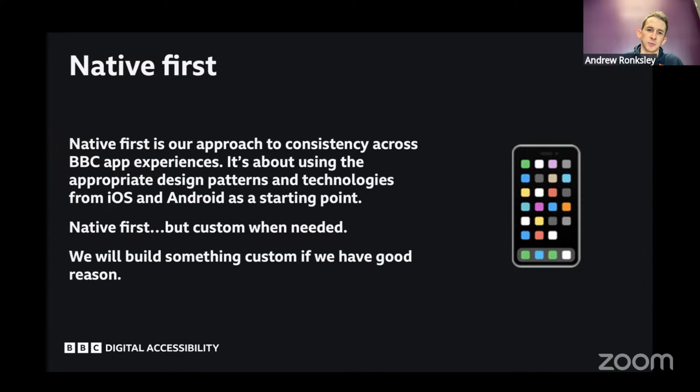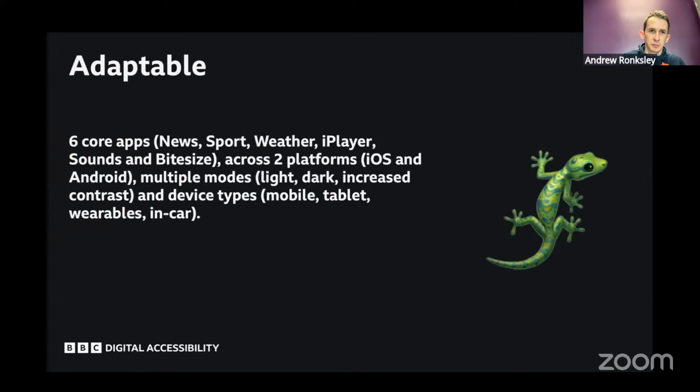Yeah, so as I said, we will build something custom if we have a good reason to. The second principle is adaptable. I'm going to call out the image on this slide because I wanted to add a chameleon emoji and there isn't one. The closest I could find was a gecko. So I thought a chameleon would be adaptable. But yeah, there is no chameleon emoji. So if anyone can make that happen, please do.